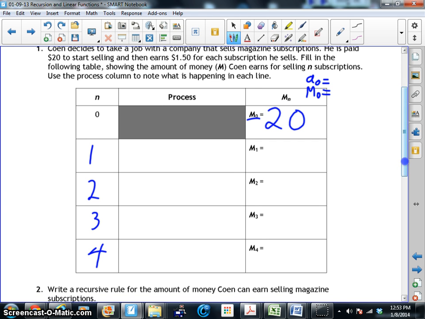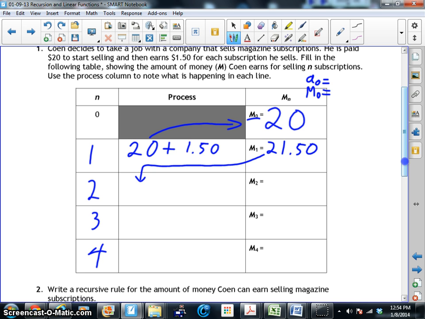So this is what we do. Now, each time this person sells a magazine subscription, he gets an extra $1.50. So it's 20 plus $1.50. Where I get this 20 is from the previous cell, because right here, this is our beginning amount. This is what we need at first to do anything. So this is 21.50. Now we take this data and we put it down here because this increases by $1.50 each time. So 21.50 plus $1.50 gives us $23.